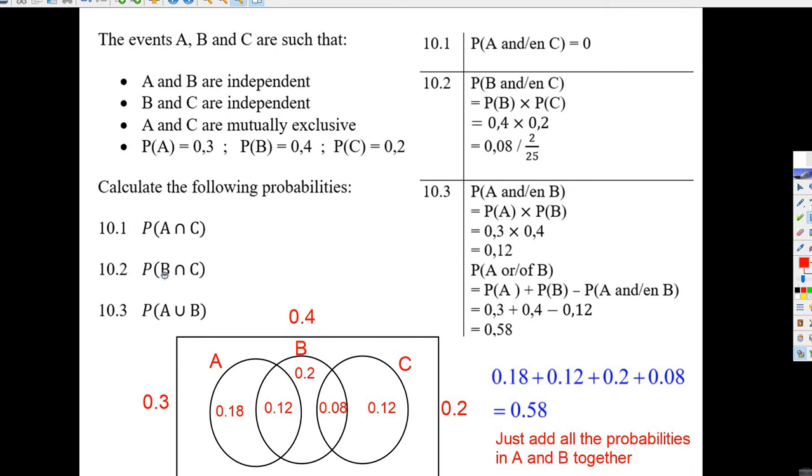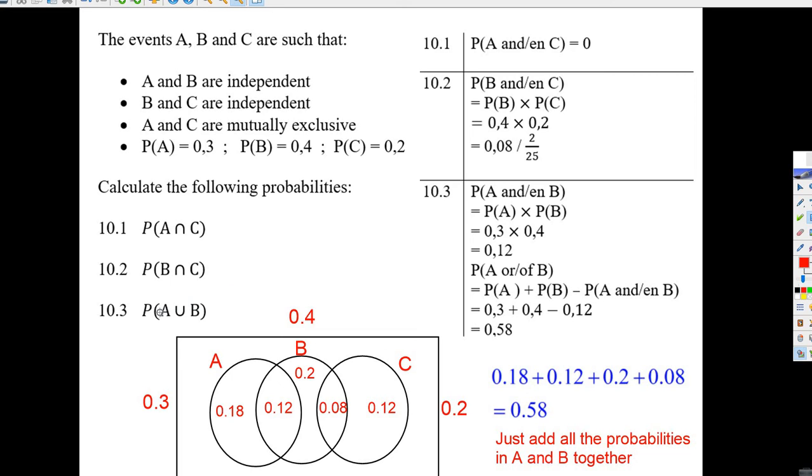What about the intersection of B and C? Well, they're independent, so it's not 0. But because they're independent, we can take these probabilities and multiply them together and get 0.08, and that's your answer. There you go, the probability of B and C.